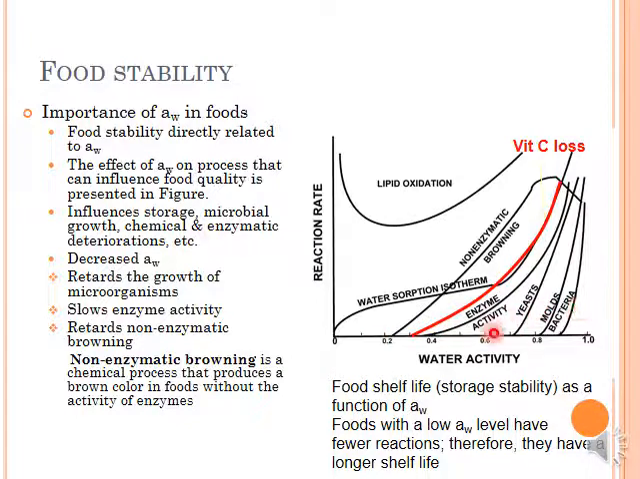And then you look at high water activity, where all chemical reactions are high. So high water activity food is most likely to undergo non-enzymatic browning, enzyme activity, microbial growth, and also lipid oxidation. So it is important for food manufacturers to determine the water activity of food, because it is directly related to the shelf stability of the food.